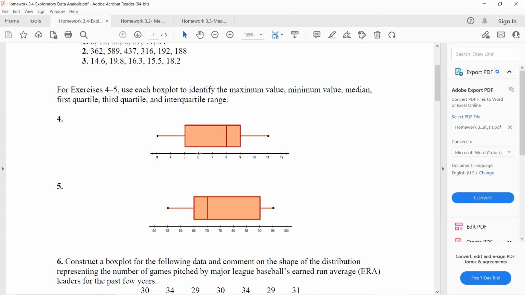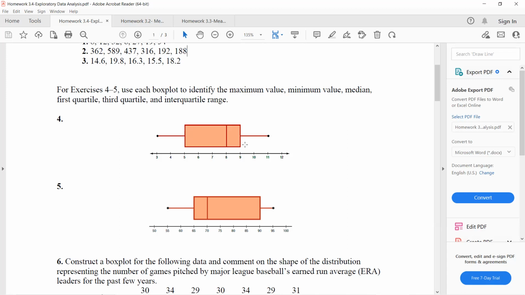Eight. Yeah, so in this case, my minimum is three. Q1 is five. Q2, or the median, is eight. Q3 is the right edge, which is nine. And the maximum is 11. Now, how do I get the IQR? Do you subtract Q3 from Q1? Right, so Q3 is 11 minus... No, be careful. Q3 is not 11, that's the max. I'm sorry, Q3 is nine. And Q1 is five. So Q3 minus Q1 would be nine minus five, which is four.